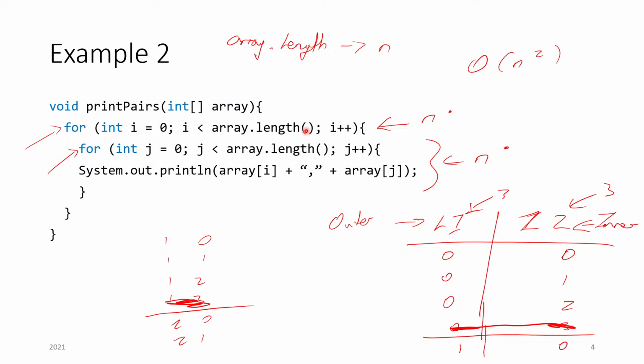Because each one of these loops executes once, this is just a single line of code that doesn't repeatedly execute itself. So this executes once, this executes once, this executes once, and because these lines are executed just one time, the order of this entire piece of code is just going to be O(1).